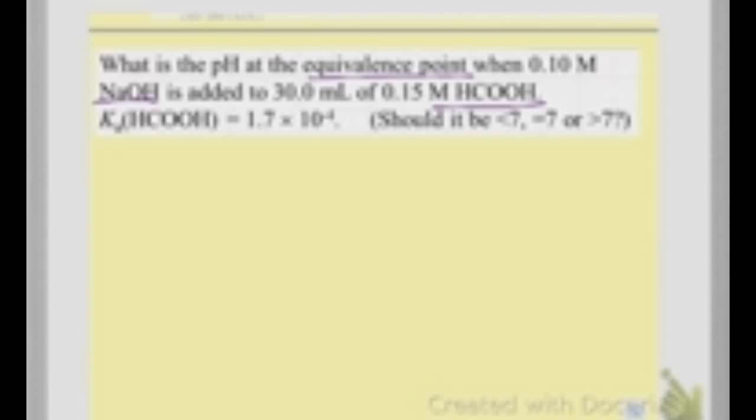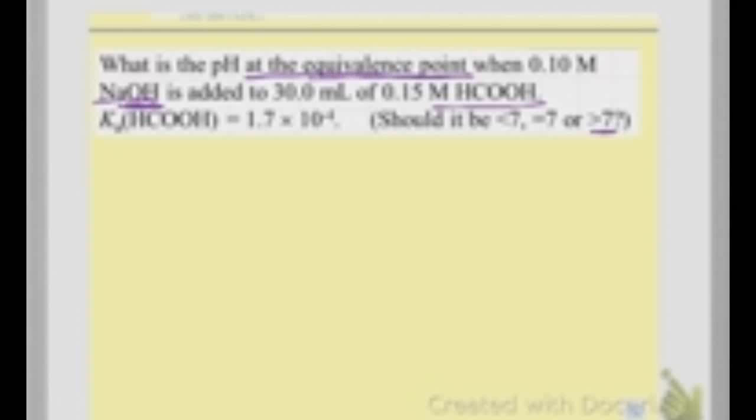pH be above or below 7? Because we're adding a strong base to a weak acid, it should be above 7, should be a basic pH. So let's take a look.